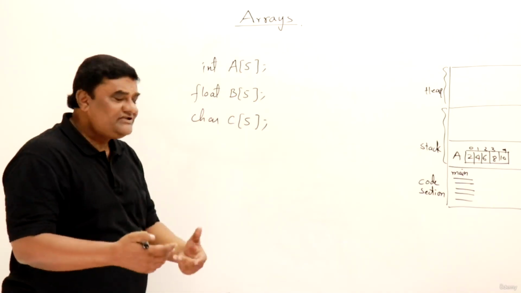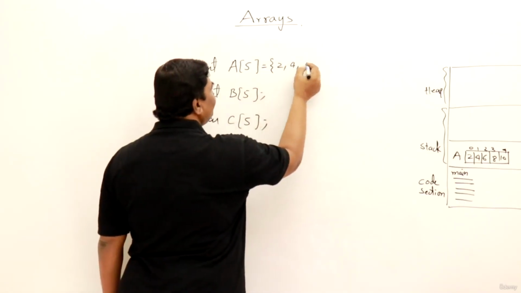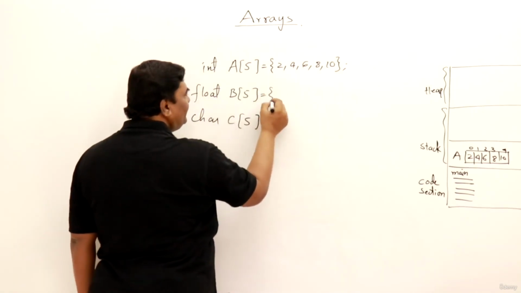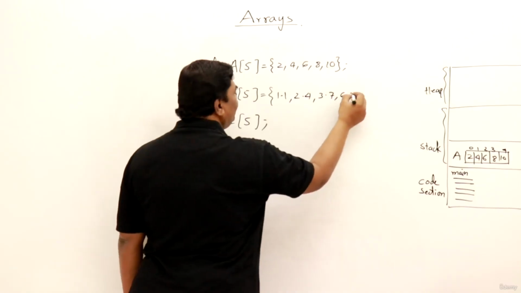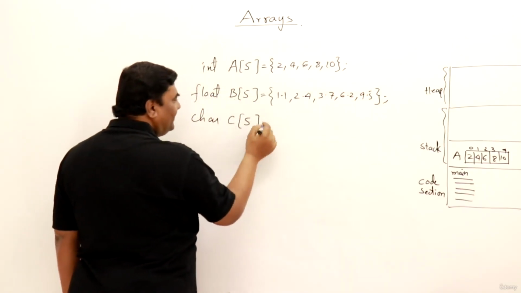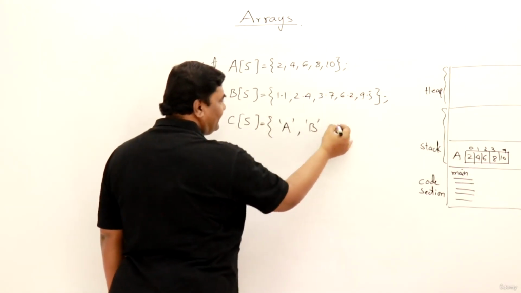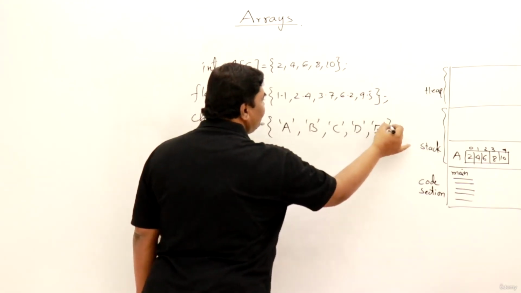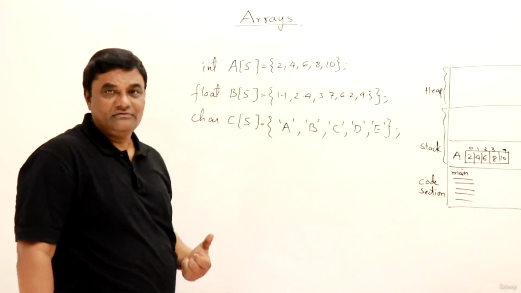Next, I want to initialize. Yes, you can initialize these. So you can enter the values like 2, 4, 6, 8, 10. These values will be filled. And float values, if you want to initialize, like 1.1, 2.4, 3.7, 6.2, 9.5. These values will be filled. Now for the character type, how to initialize character data? A, B, these are characters, right? Characters must be enclosed in single quotes. So declaration plus initialization, 2 things are over.